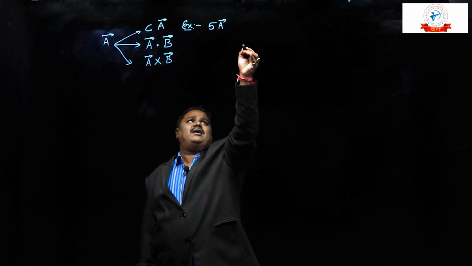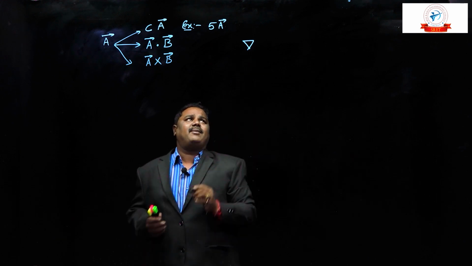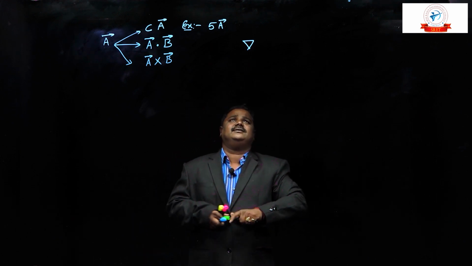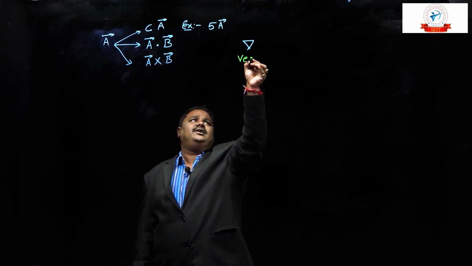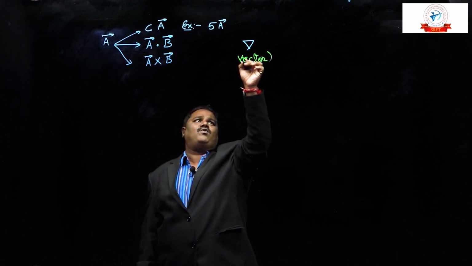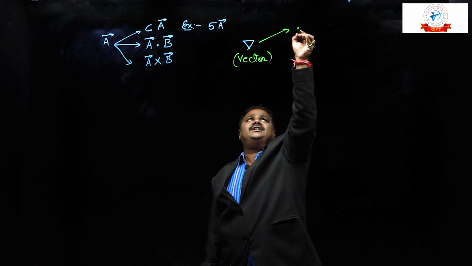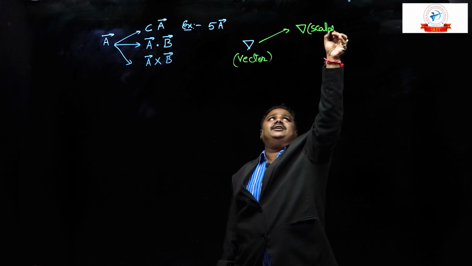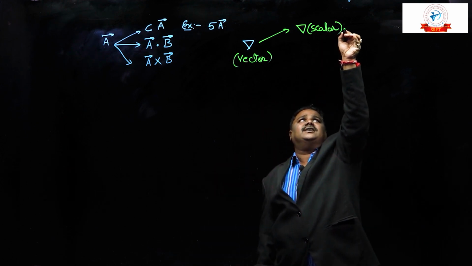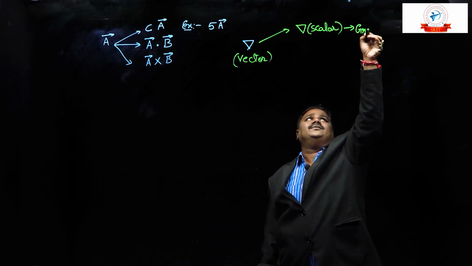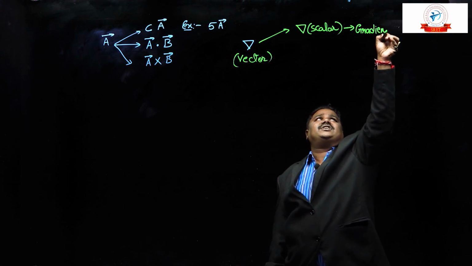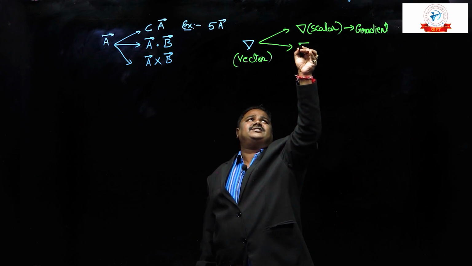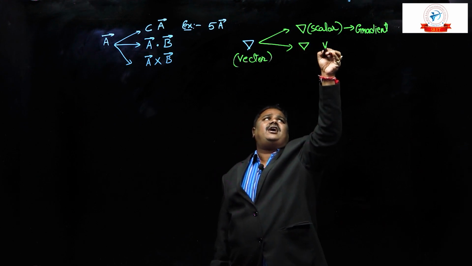Similarly, consider the del operator. The del operator is also a vector quantity. What are the different ways to multiply this vector? Del is a vector quantity, and first, we can multiply any vector and scalar directly. This is called a gradient operation, gradient of a scalar.